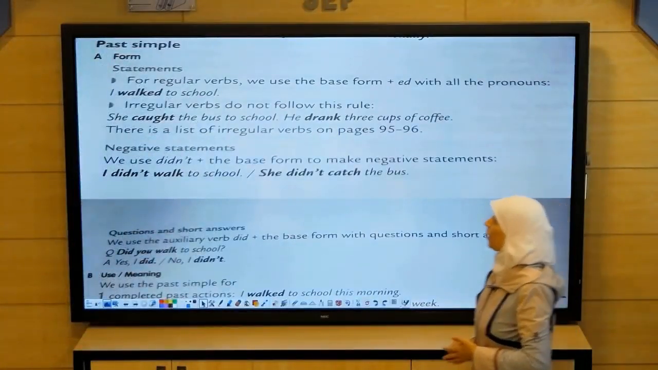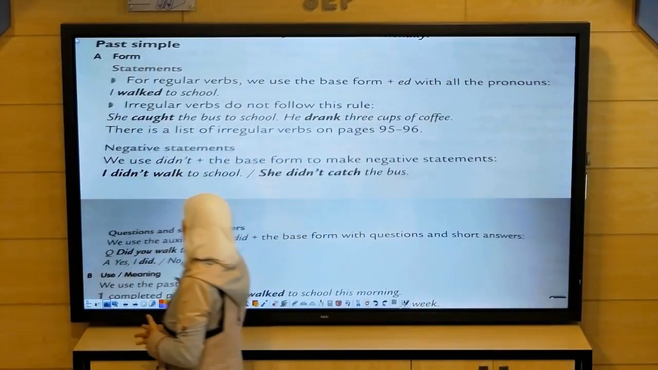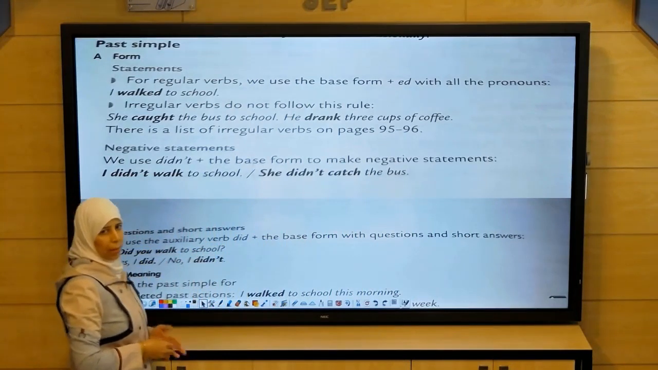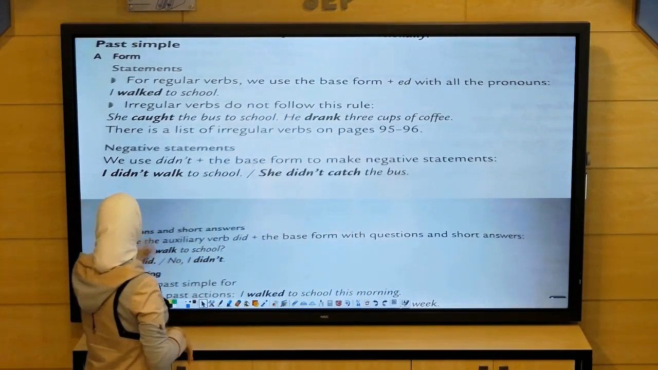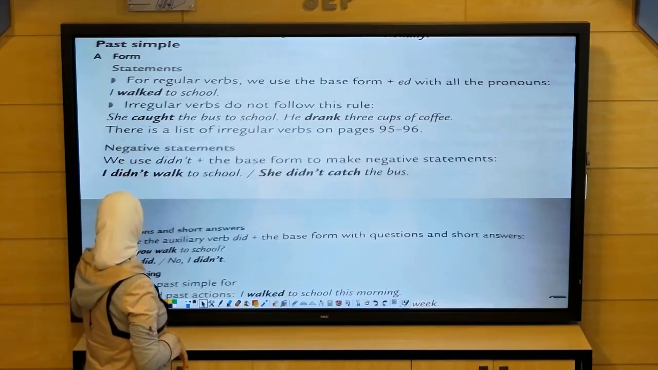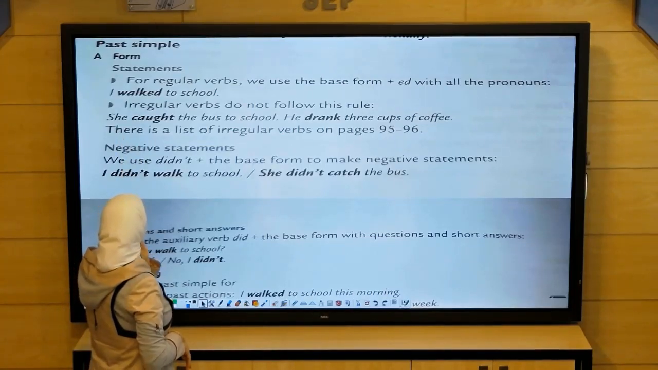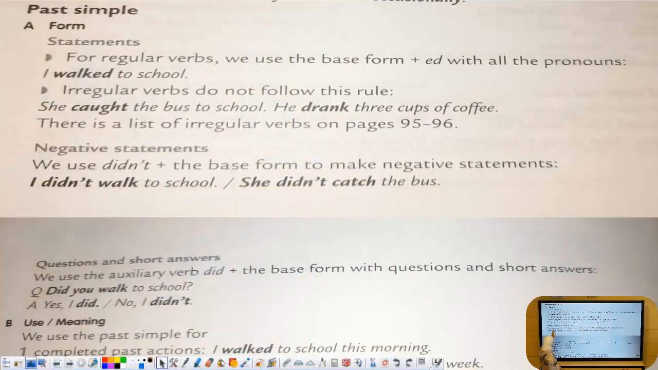Okay, let's talk about past simple. In grammar, we must know about tenses. Two main things. The first one about its form and the second one about its usage. The first one, past simple form, in statements for regular verbs, we use the base form and with ed at the end, with all the pronouns. Like, I walked to school, he walked to school. So the main verb walk, we add ed.